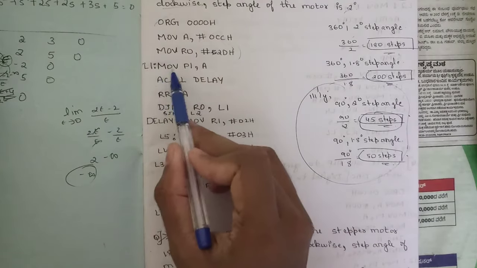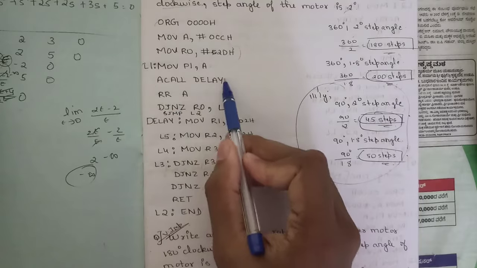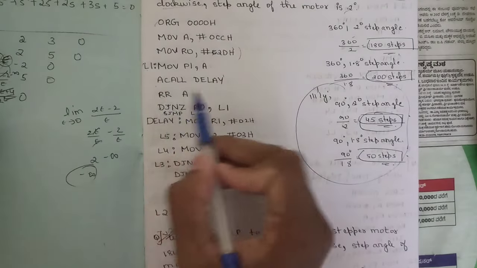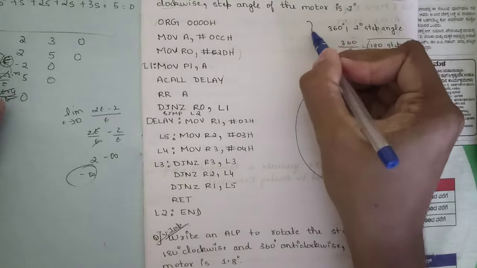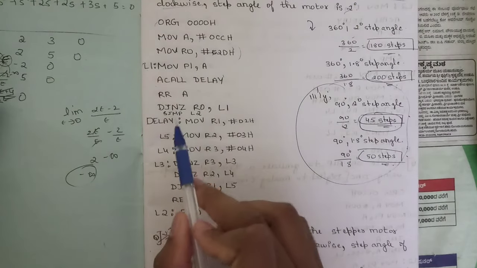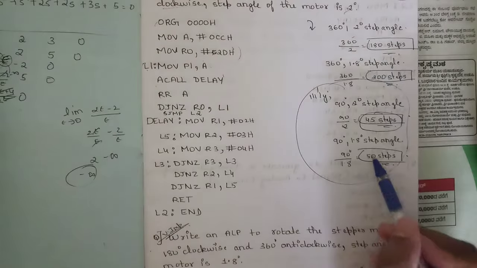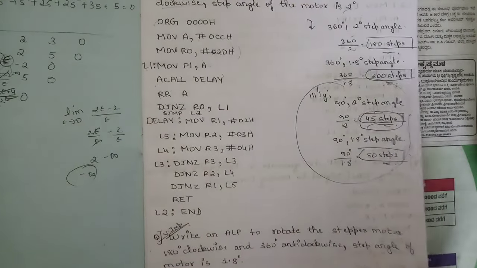Then declare a label, MOV A, then port 1, declare one port, then call a delay, write the separate delay program. Then the next line, RR A, that is rotate right A, because we need to be rotating right the stepper motor one step for one single step. Rotate right A, DJNZ R0, L1. Again this loop would be continuing 45 steps. So this is one program related to step angle.